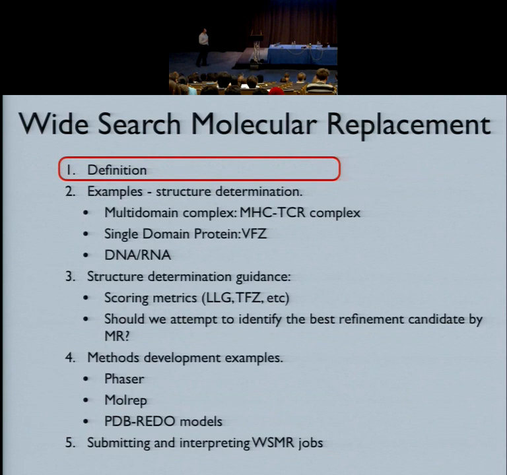So this is the overview of my presentation. Let me just get the pointer. Better pointer.